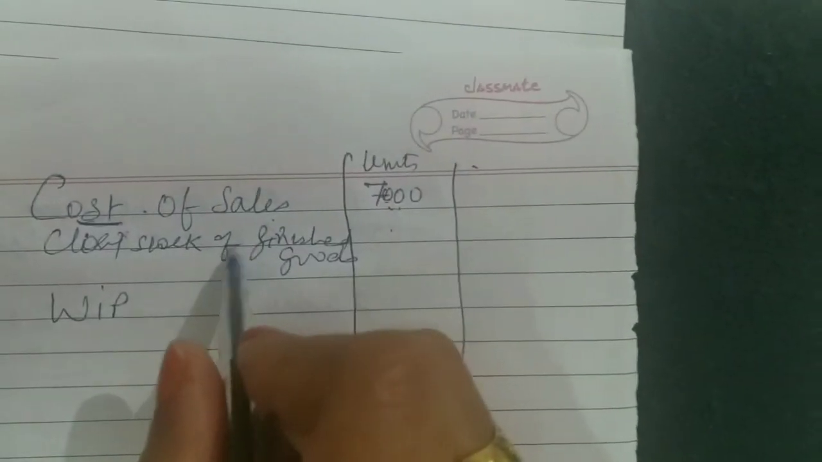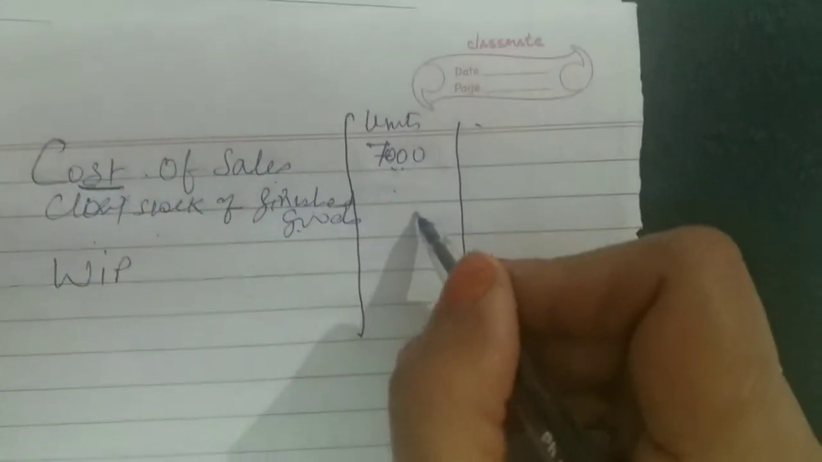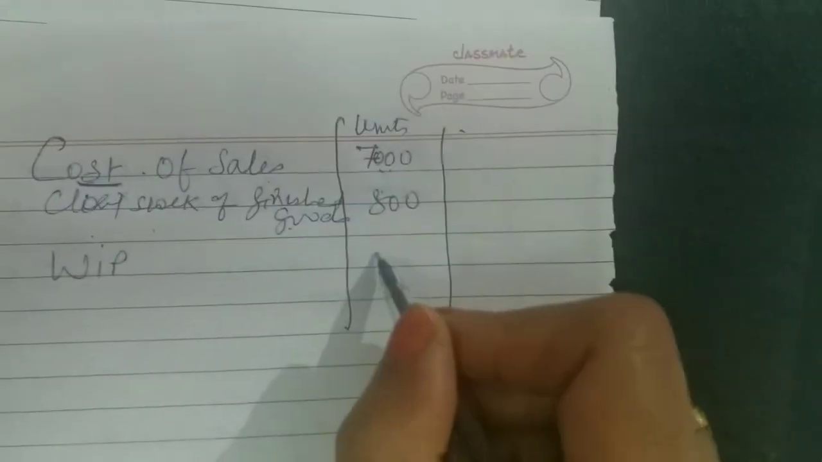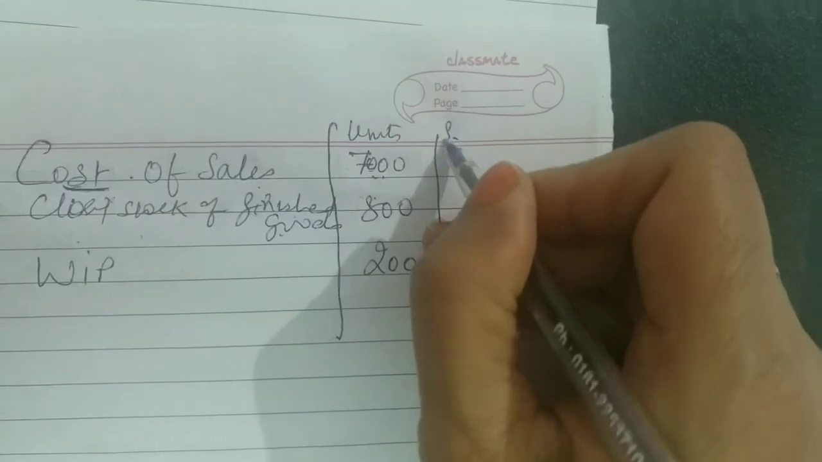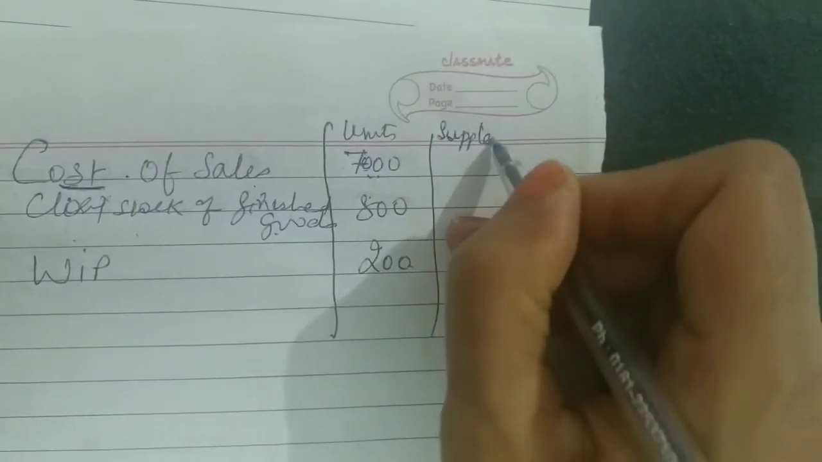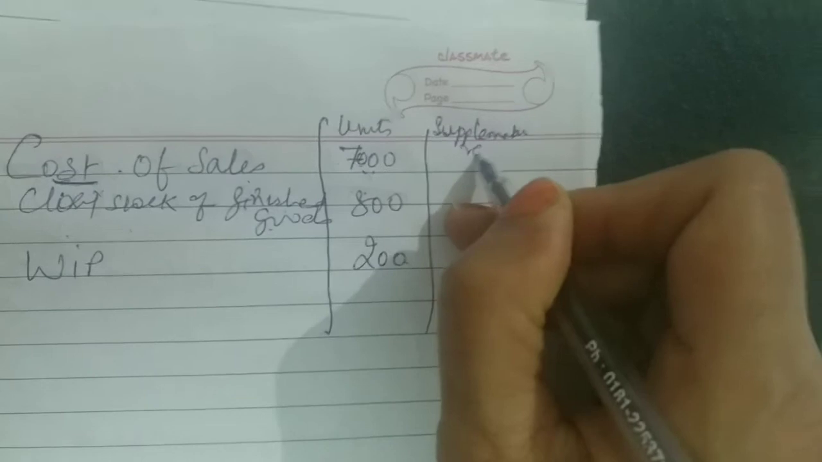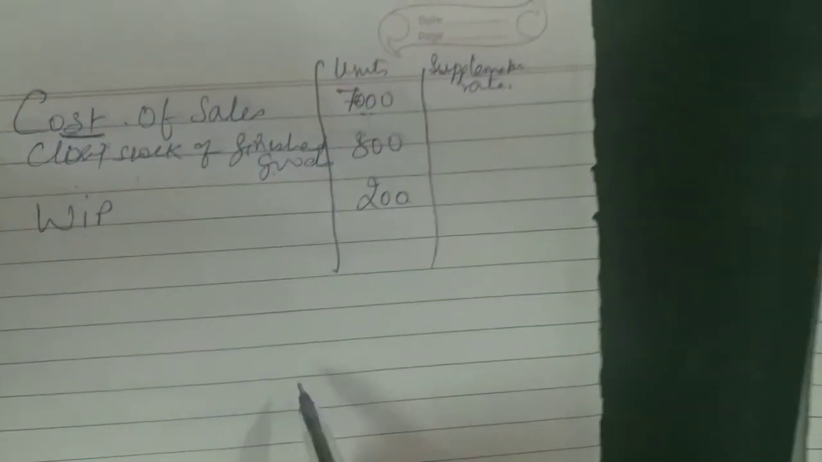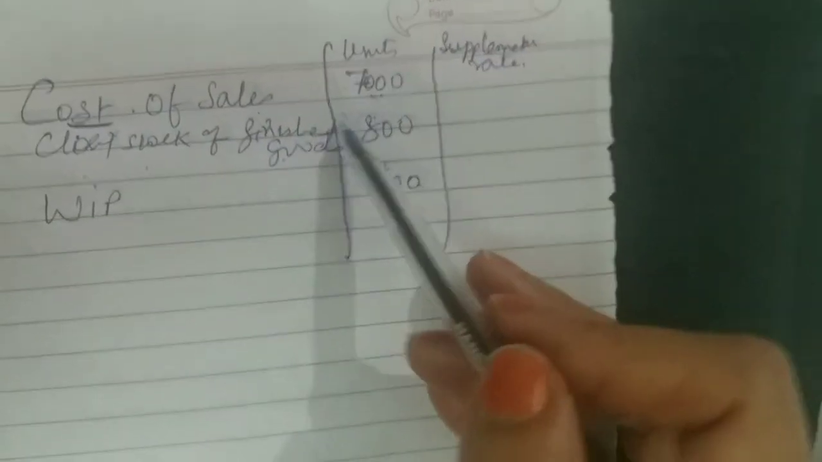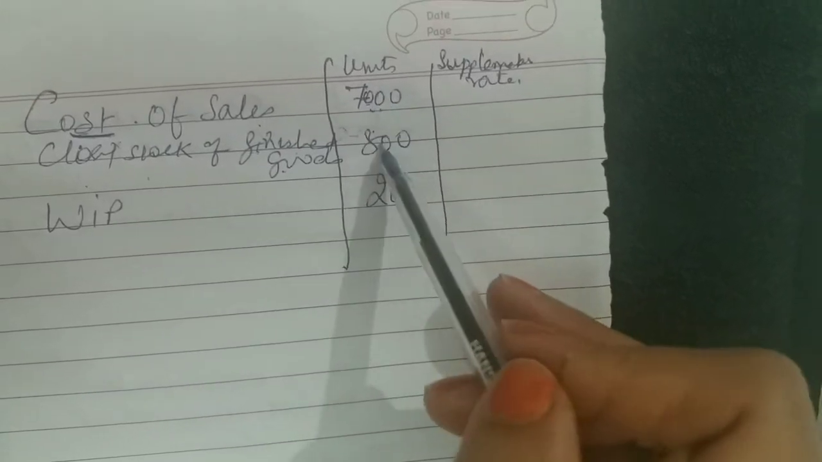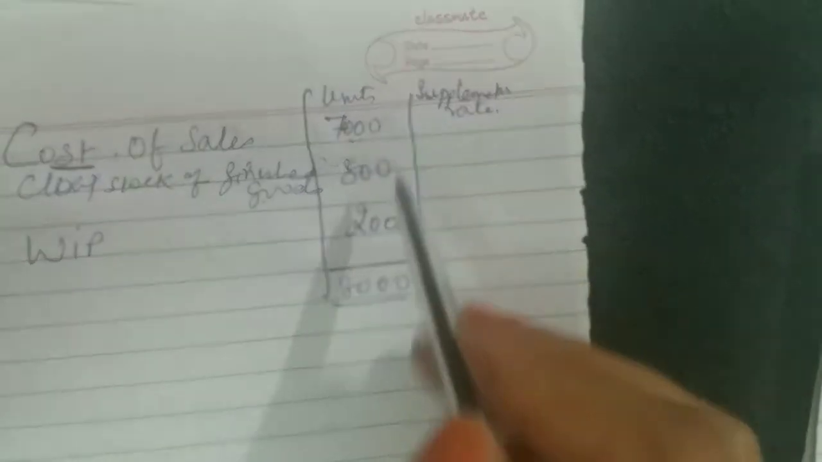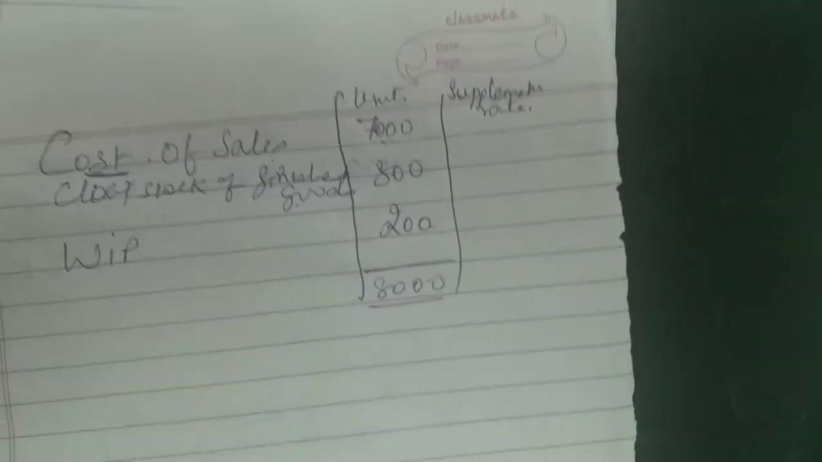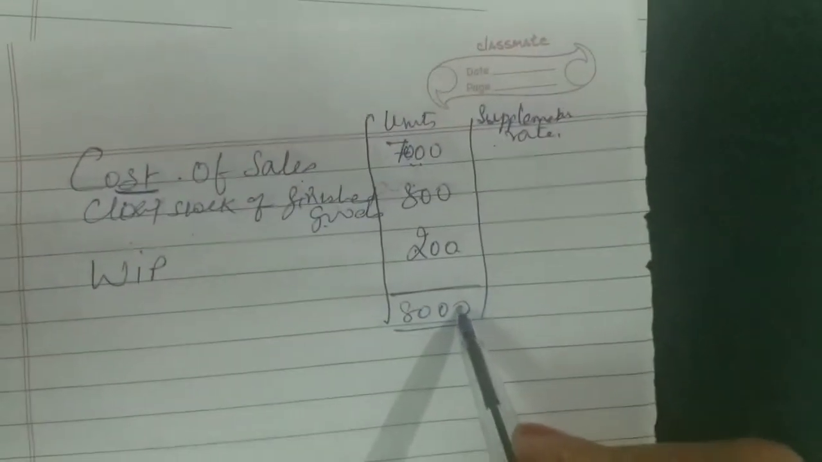Then how many units were in the finished goods? Closing stock, they were 800 and the work in progress was 200 units. Now I need to use the supplementary rate. But firstly I need to calculate. See, what is the number of units? 7,000 plus 800 plus 200, how many units? 8,000. So I have to divide the under absorbed overheads by these 8,000 units.